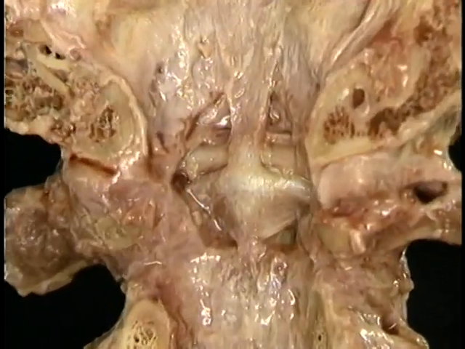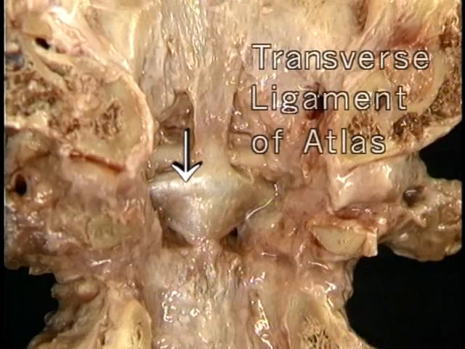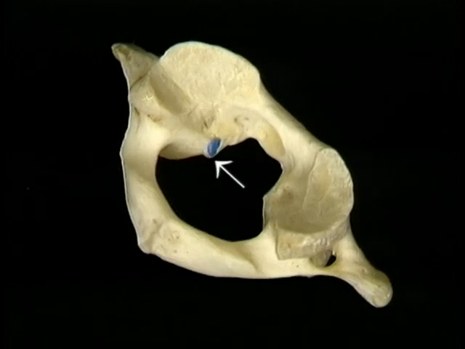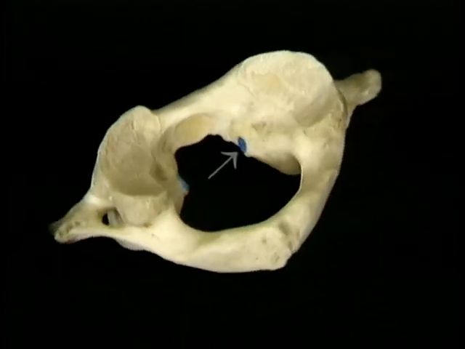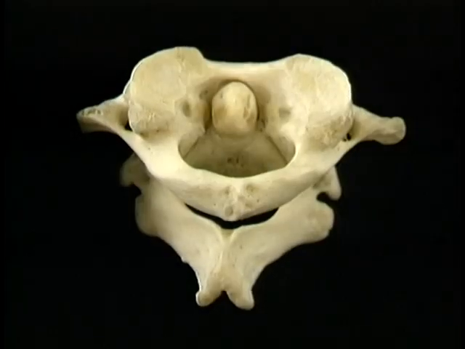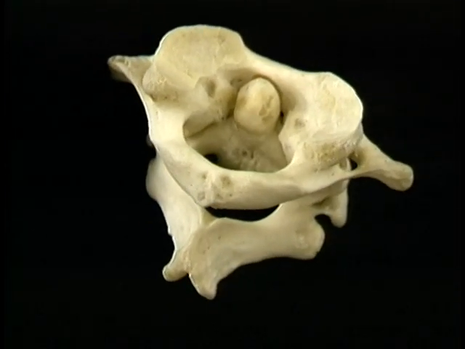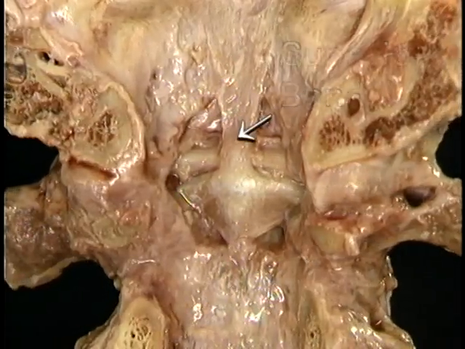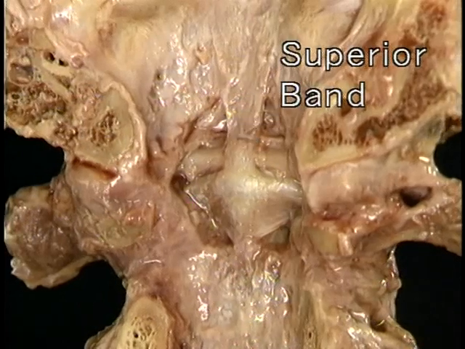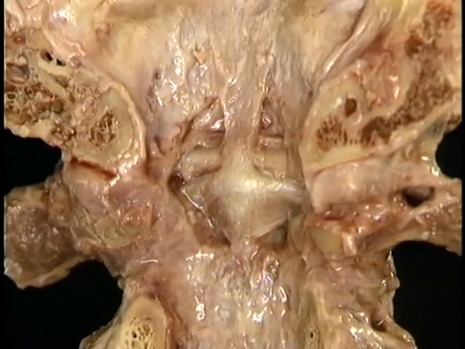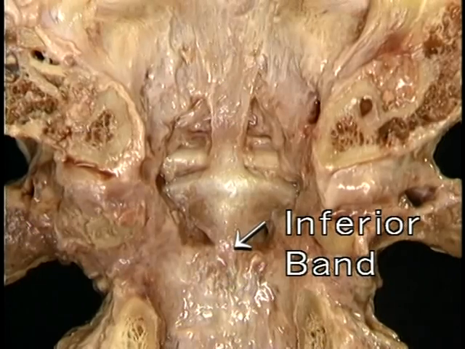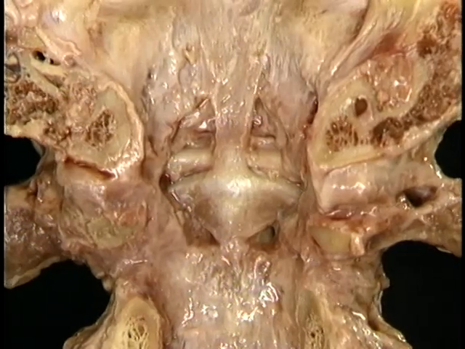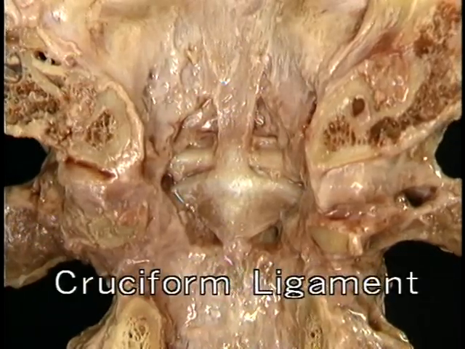Directly beneath the tectorial membrane is this strong and important ligament, the transverse ligament of the atlas. The transverse ligament is attached on each side to these two tubercles on the atlas. The transverse ligament prevents the odontoid process from being displaced backwards. A slender ligament, the superior band, runs upward from the transverse ligament to the base of the occiput. Another one, the inferior band, runs downward to the body of the axis. These, along with the transverse ligament of the atlas, are referred to collectively as the cruciform ligament.